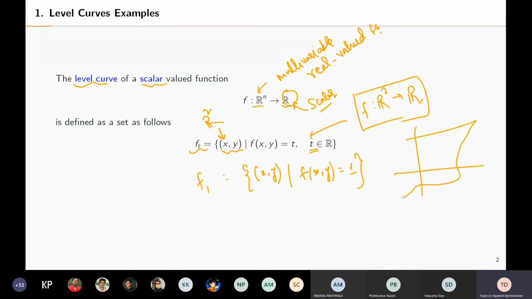So you have the plot of a function, and some surface plot is there. Then you have to find all those x, y in your domain such that your function height is 1. It could be various places where the function height is 1. So these are called the level curves of a function.